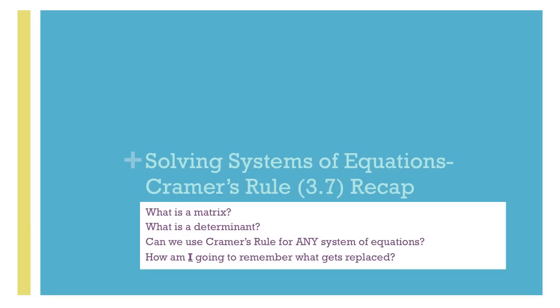So matrix, we saw what it was. We saw what the determinant was. We can only use Cramer's rule if we don't get a 0 for that coefficient matrix. And in order to use it, we've got to get it into standard form if it wasn't. And then make sure you have a good way to remember what gets replaced where. Right? I kind of showed you my little trick there. So if that works for you, great. If not, develop your own.